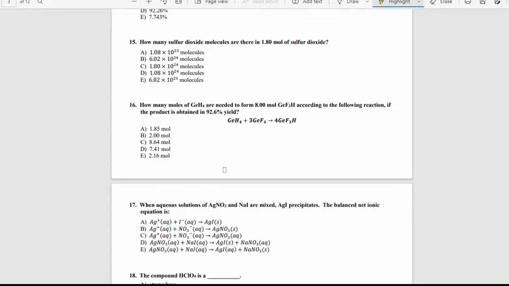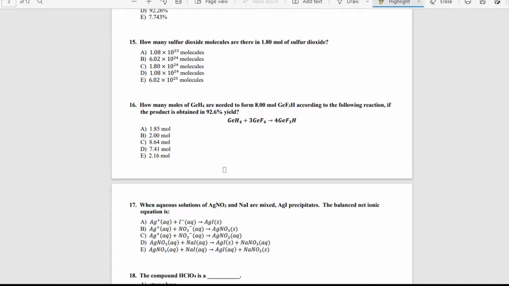So 16, how many moles of GeH4 are needed to form 8 moles of GeF3H, according to the following reaction, if the product is obtained in a 92.6% yield? Couple of different ways to approach this problem. Essentially, how many moles are needed to form 8 moles of GeF3H if the product is obtained in 92.6% yield.